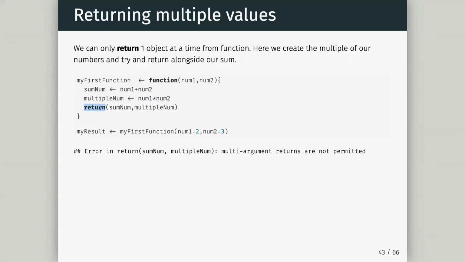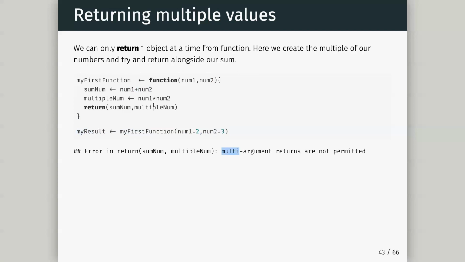And then if I try and do the return statement, like you might imagine, return is a function, and I just provide the objects I want to return separated by a comma. And if I try and run that now, it's going to say multi-argument returns are not permitted.